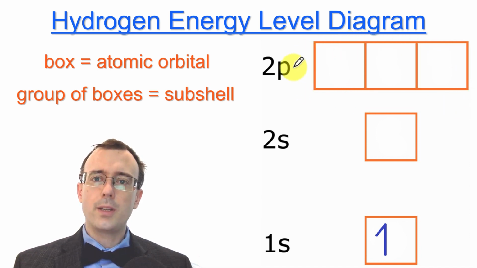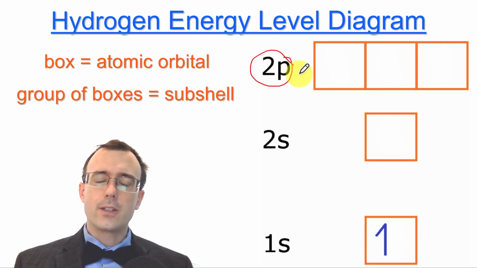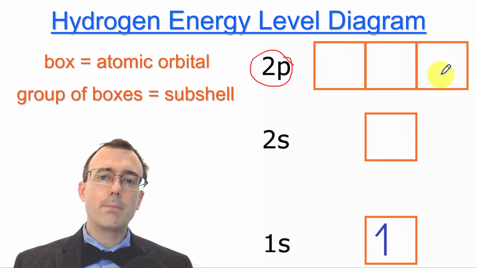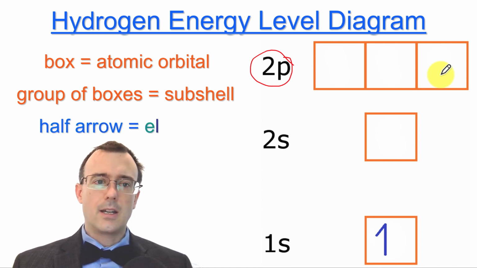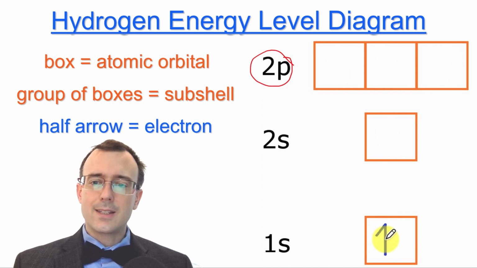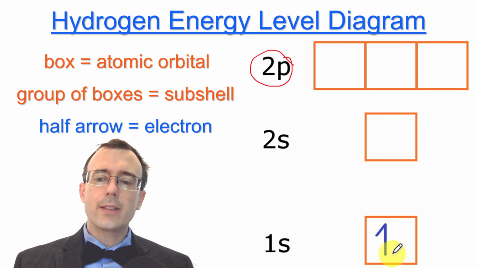Notice that this 2p subshell right here is telling you which subshell it is. This 2p subshell has 3 boxes in it, and we expect it to have 3 boxes because we remember that for every p subshell, it contains 3 atomic orbitals. Next, what is this thing right down here? It might look like the number 1, but it's actually a half arrow.